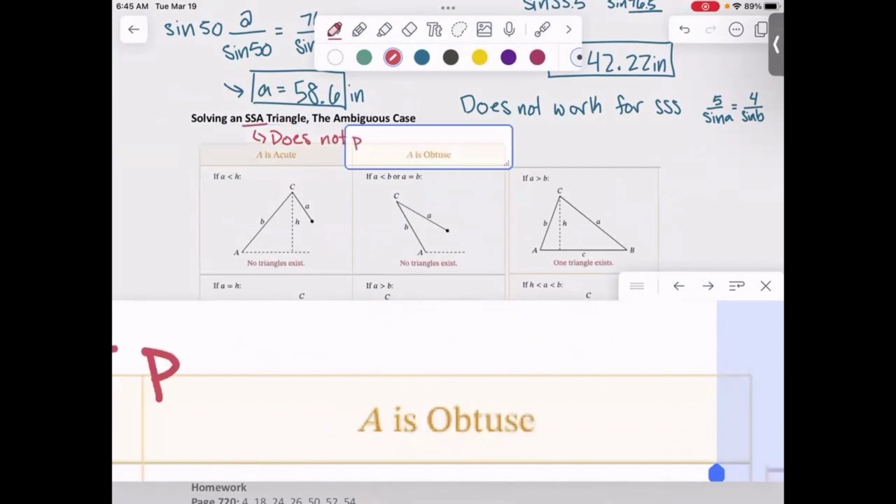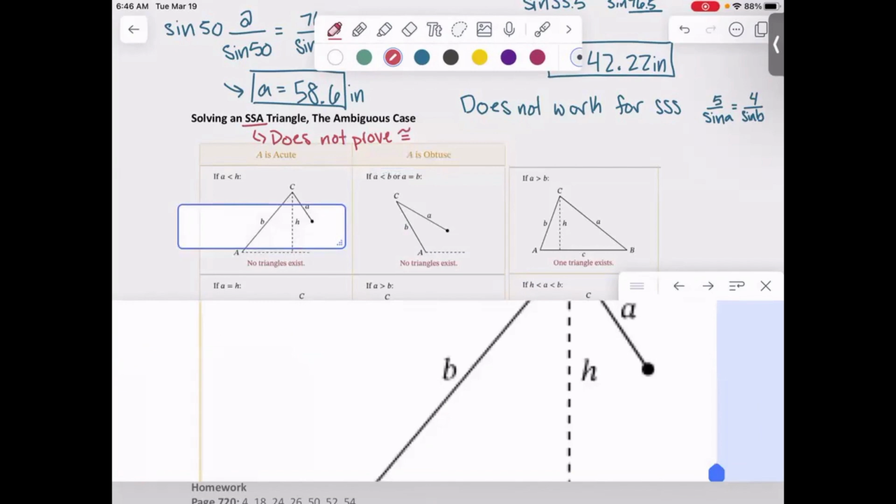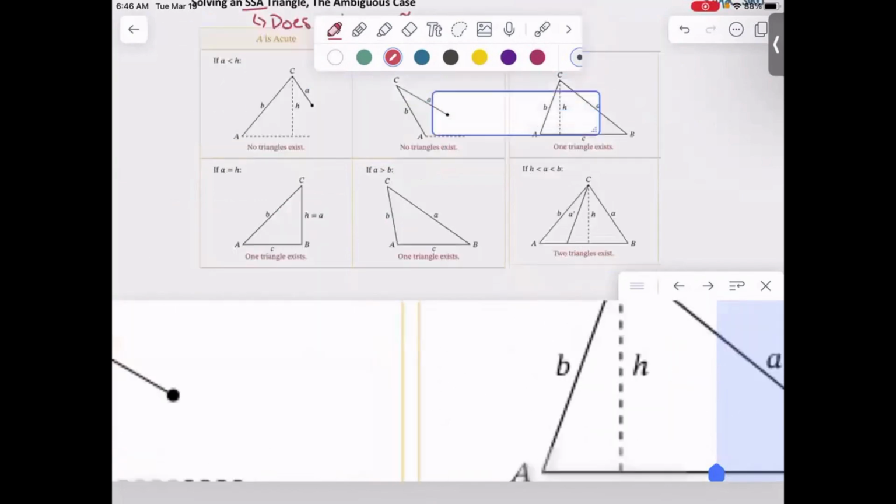And we'll talk about why in a second. So it does not prove congruency. It never proved congruency back in geometry. But why is that? We'll talk about this case in particular, the ambiguous case. And so basically we can have multiple things happening when I have a side side angle. So we'll talk about different cases.